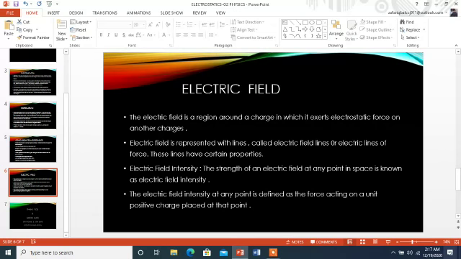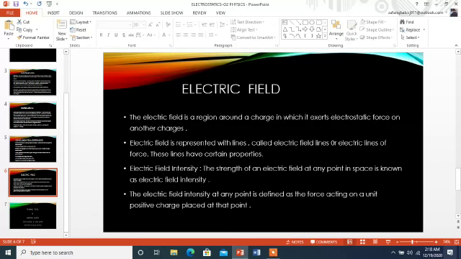Similarly, every charge, whether it is a small charge or a large charge, a weak charge or a strong charge, has a certain area around it. That area, that region, that space within which it can exert a force of attraction or repulsion on another charge is known as the electric field of that charge. The electric field is a region around a charge in which it exerts electrostatic force on another charge.